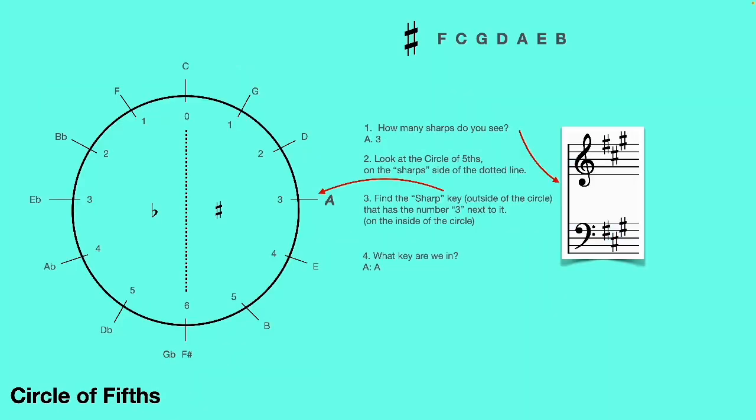Now let's take a sharp key. We're going to use the letter A again because we have 3 sharps over here to the right, correct? And find the number 3 on the sharp side of the circle. And what's the letter outside that 3? A. We're in the key of A. Does that make sense?